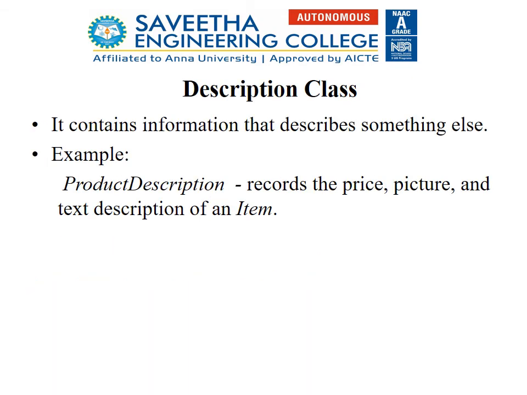Next we will see what a description class is. It contains information that describes something else. Like the conceptual class, we have the description class. Let us see what this description class is with the help of a product description. I have chosen a sample class called product description, which is going to have attributes like price, picture and text description of an item. With this product description class, let us try to understand what this is about.